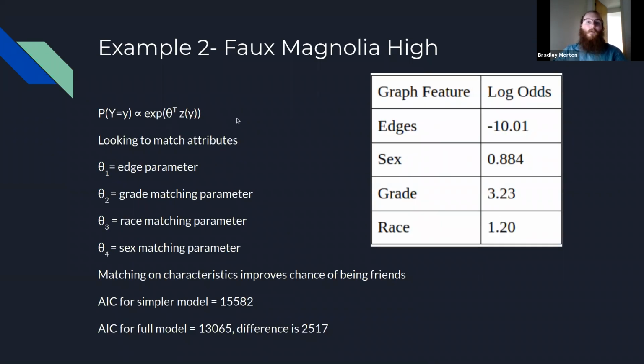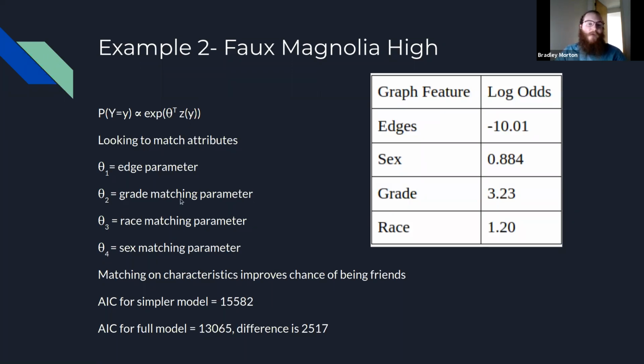And now we're going to try to match with these. So we're going to try to look at the sex, grade, and race and see how those interact. So theta 1 is the edge parameter, which is just the density of edges as before. And then the first element of z of y will be the number of edges that occur.